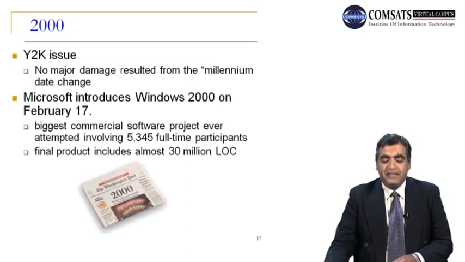In the same year, Microsoft introduces Windows 2000 on February 17. It was the biggest commercial software project ever attempted, because 5,345 full-time participants were involved in developing Windows 2000. Its final product includes almost 30 million lines of code. So you can see how complex Windows 2000 was. The picture shows the year 2000 celebrations, as the Y2K worry disappears.